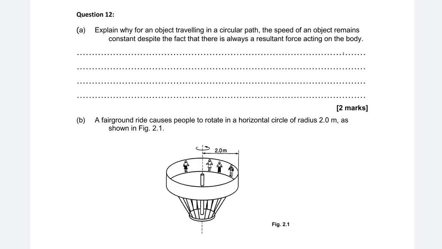First off, explain why for an object traveling in a circular path, the speed of an object remains constant despite the fact there's always a resultant force acting on the body. Well, when an object is moving in a circle, there will always be a force acting towards the center of rotation. The velocity will be perpendicular to that and there will be no work done.